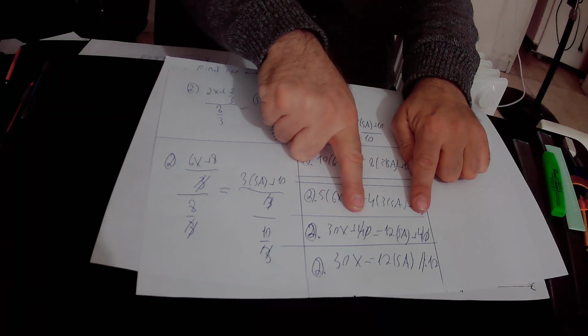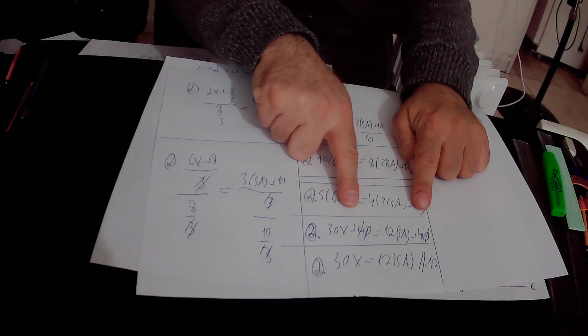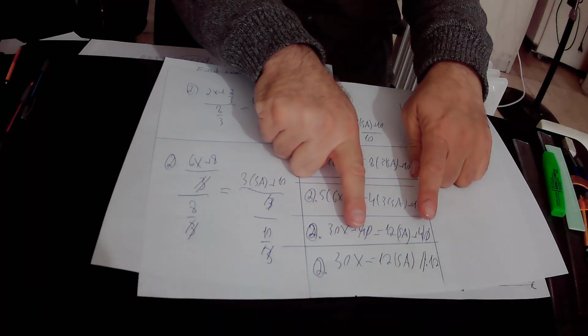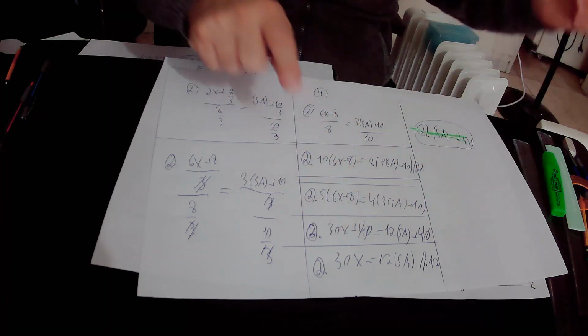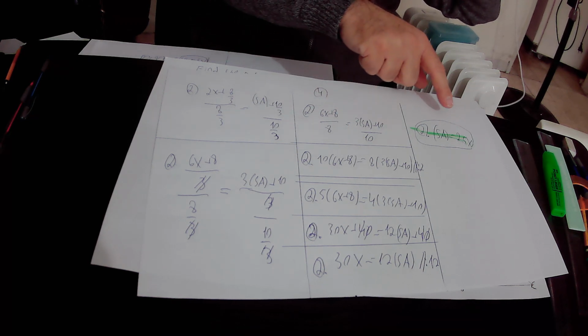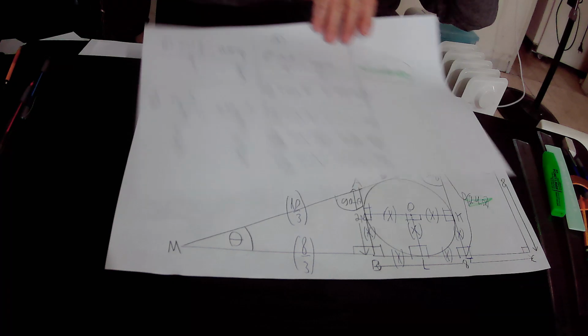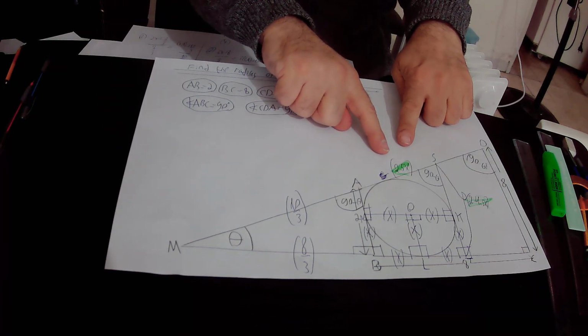So here we have 40 on both sides of the equation, so 40 gets cancelled. And we are left only with 30x, that is equal to 12SA. Here we divided this equation by 12 and finally found out that SA equals 30x over 12, that is 2.5x. Here this line segment SA equals 2.5x in its length.